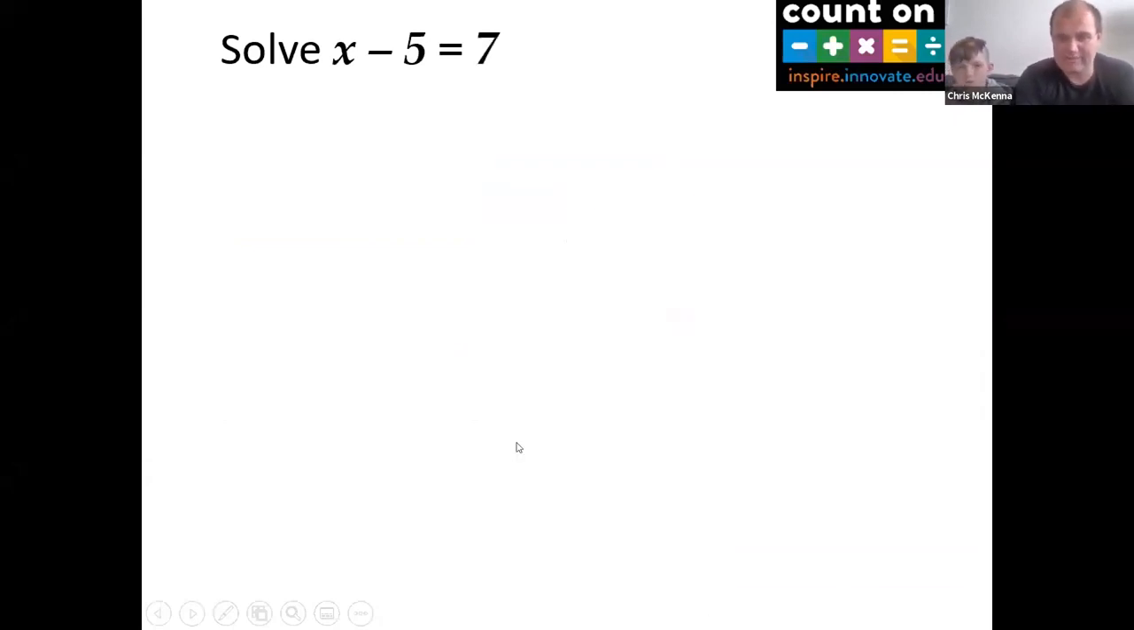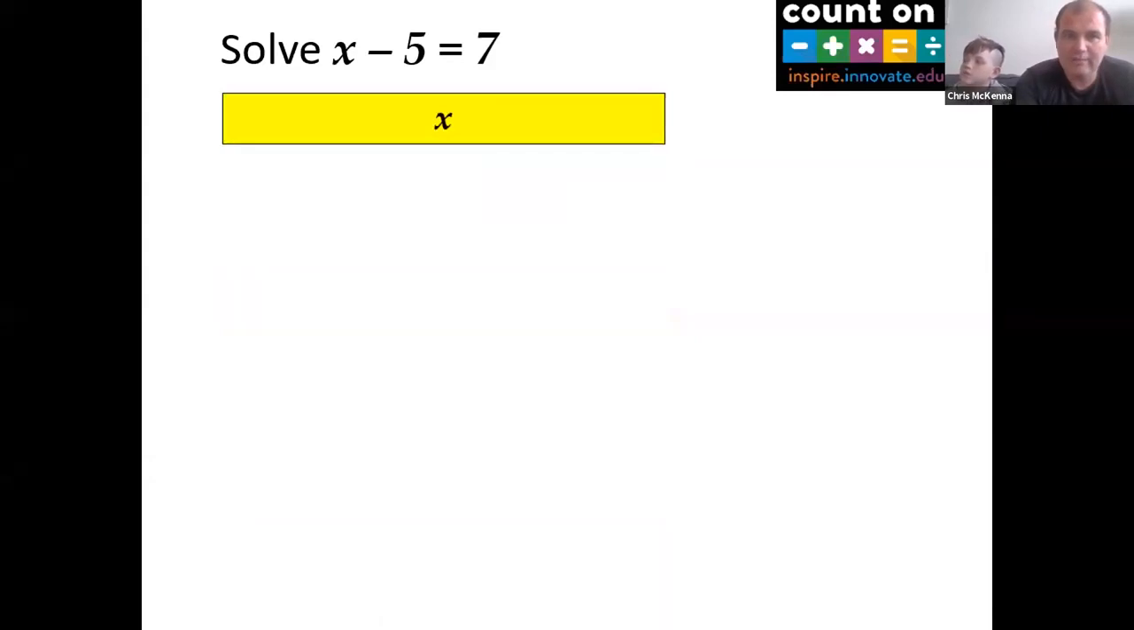Right, we'll do one more of these. So x take away 5 equals 7. So I'm going to model this equation out. Sorry, we'll just do it with the bars here then. So x take away 5 equals 7. So again, you might think you know the answer, what number take away 5 equals 7, but I can show you using this model here.